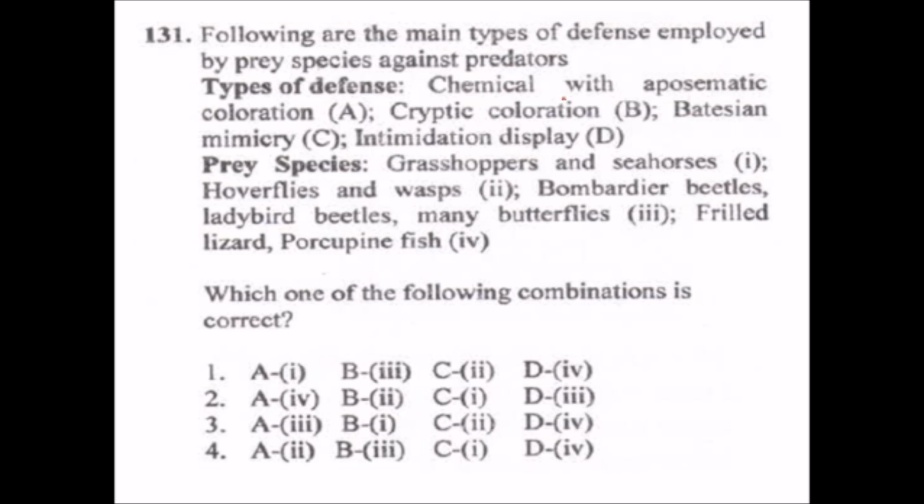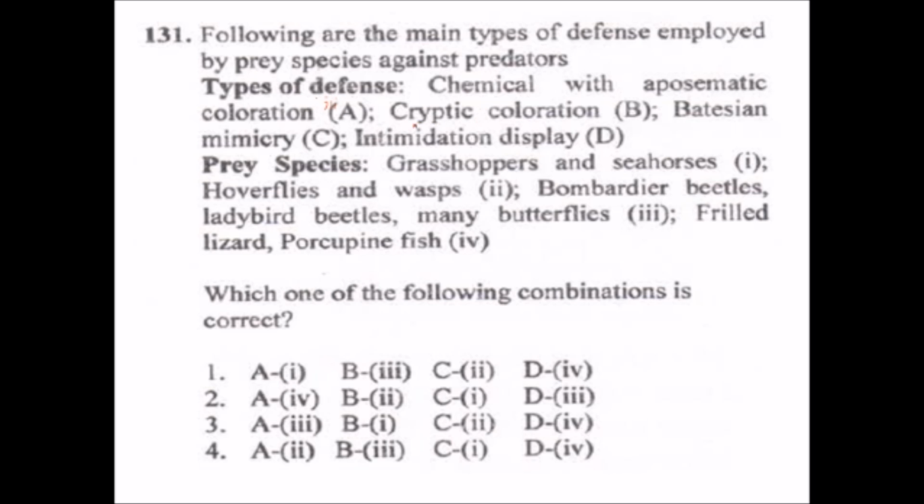Chemical and aposematic coloration is shown by the bombardier beetles, ladybird beetles, and many butterflies. What they do is release certain chemicals which make them escape from the predators. So we go with number 3.